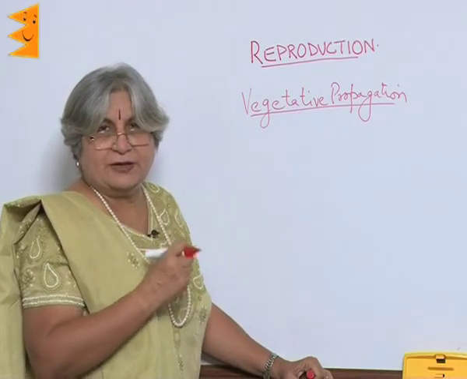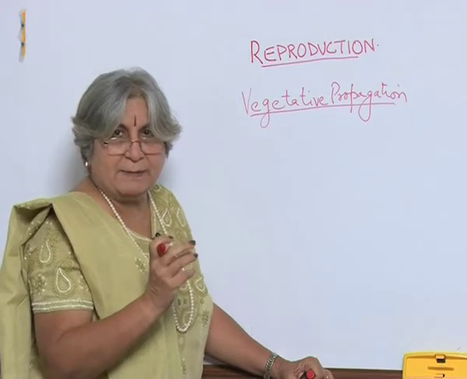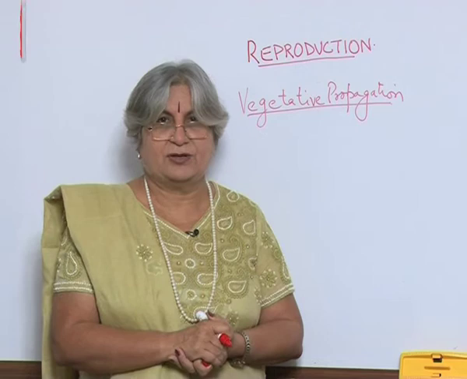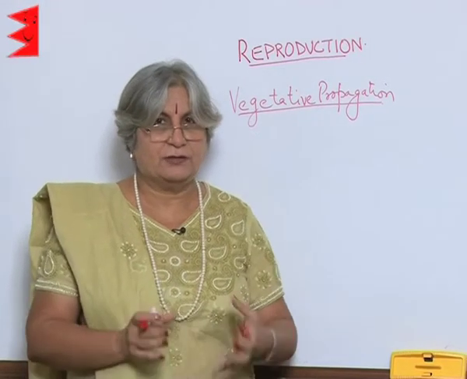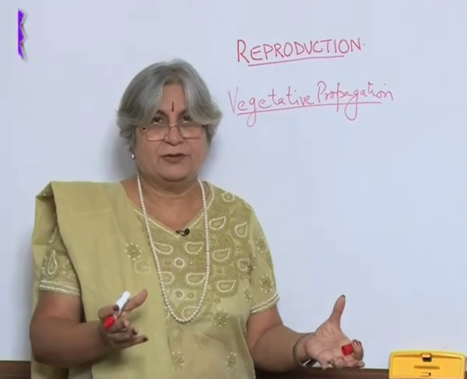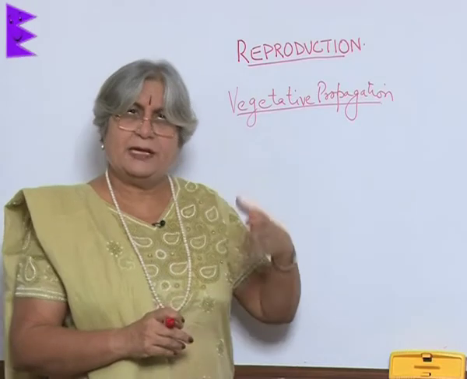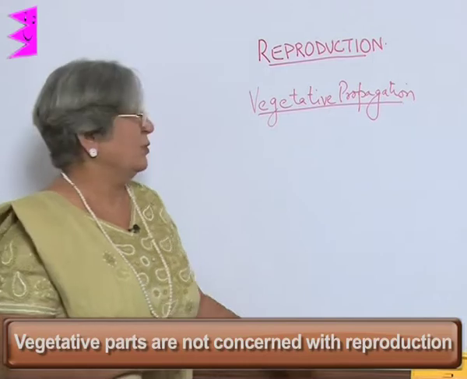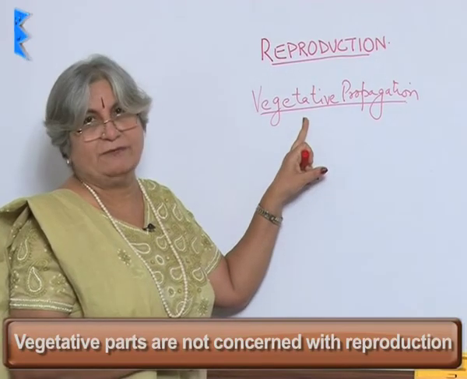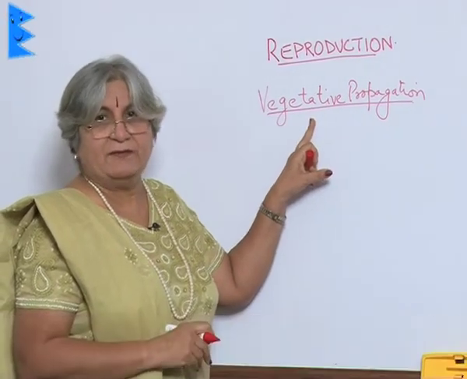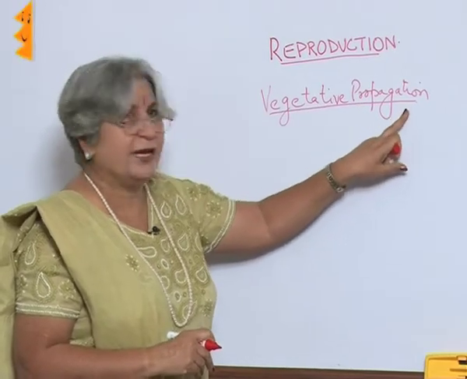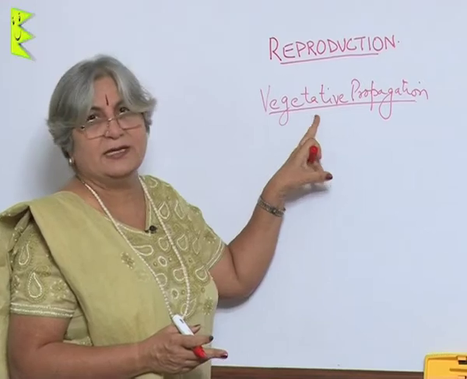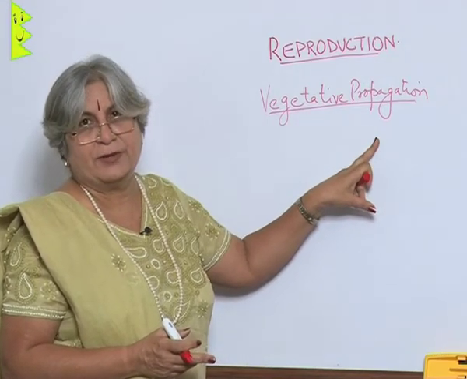See, in multicellular organisms, there are some parts which are concerned with reproduction, like the sex organs. In our body also, say in human beings, ovary and testis. But there are many other parts which are not concerned with reproduction. Those parts are called vegetative parts. And when reproduction or propagation, meaning multiplication, is through vegetative parts, it is called vegetative propagation.